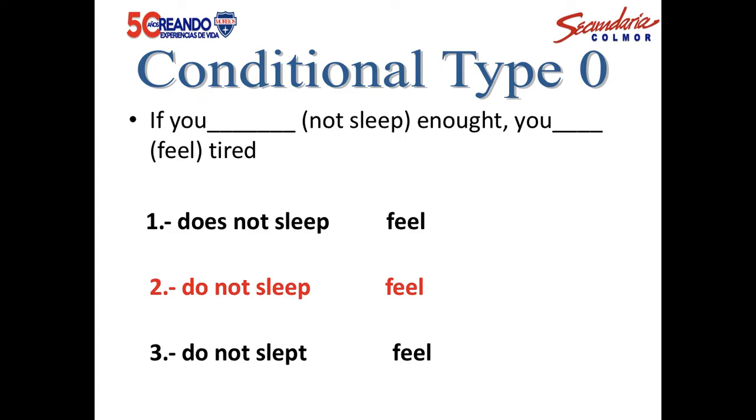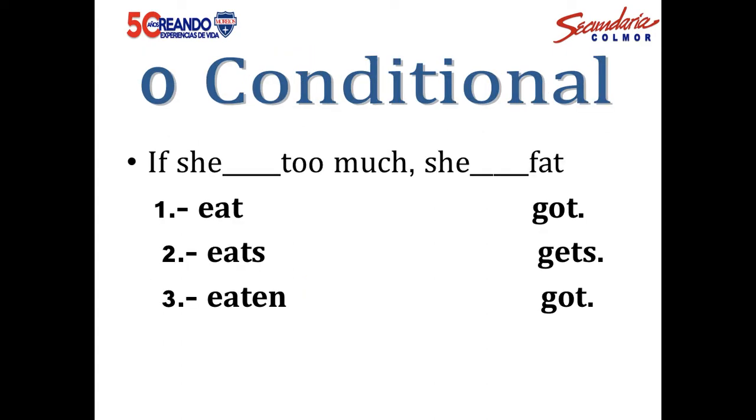Can you see? Perfect. The second exercise and the second activity for zero conditional. If she, we have a space, too much, she, space, fat. We have again three options. We have "eat, got," "eat, get," or number three, "eaten, got." What do you think, guys? What do you think is the correct option? Number one, number two, or number three?